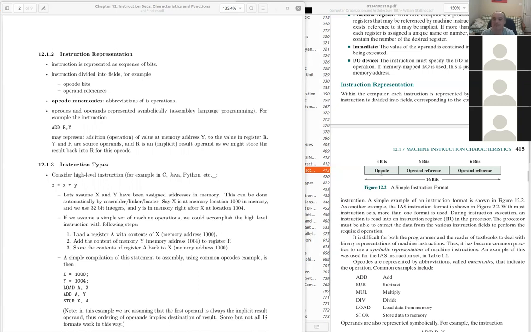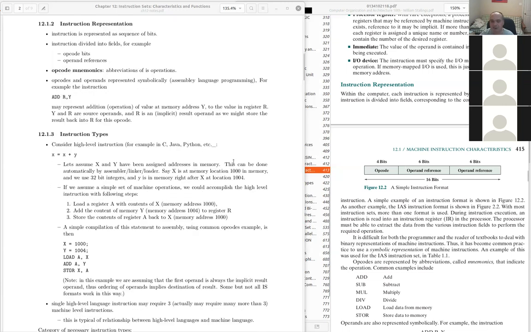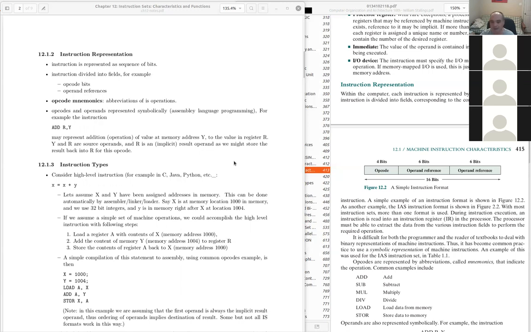So certain operations, certain opcodes might only use 2 words. Some opcodes need 3 words to store the opcode and the references. Some opcodes use 4. I don't know if Intel, it's been a while since I've looked at any Intel assembly. I don't know what the biggest is. I know that there's variable sizes for the number of words for the instruction format, from 2 up to like 4 or maybe 5. I don't know if it goes all the way up to 5 words. RISC is a little bit more normalized. So I think we talked a little bit about that in this chapter here.